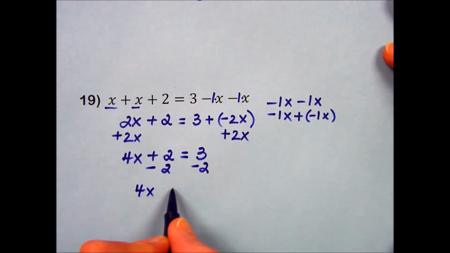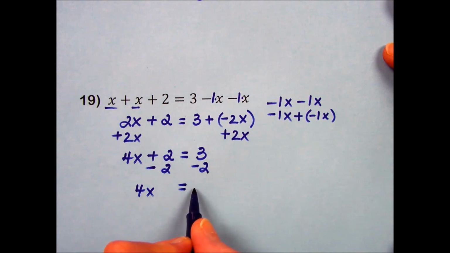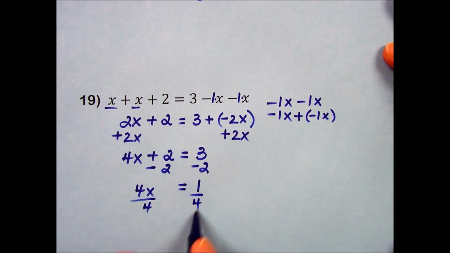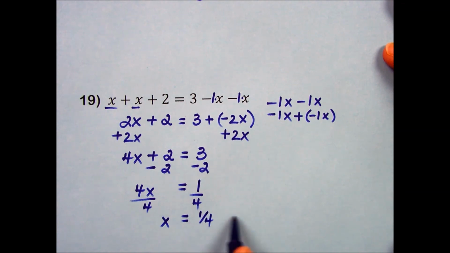4x plus 2 minus 2 is 4x. 3 minus 2 is 1. Undo multiplication with division. Divide both sides by 4. 4 divided by 4 is 1. 1 times x is x. And we can either leave this as 1/4 or the decimal equivalency of 0.25.